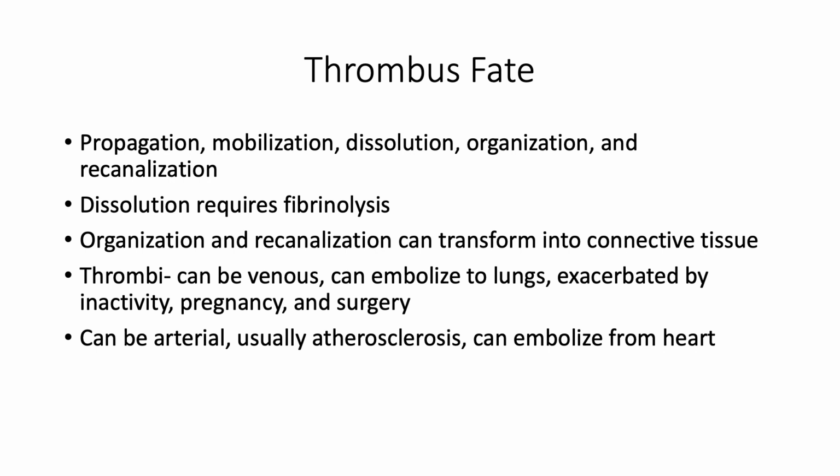Thrombus fate: they can either propagate, they can embolize, they can dissolve, they can also organize, and they can recanalize. Dissolution requires fibrinolysis. Organization and recanalization can transform into connective tissue over time. The thrombi can be venous. They can embolize to the lungs, which is exacerbated by inactivity, pregnancy, and surgery. These can be fatal events, sudden fatal events. They can also be arterial, usually atherosclerotic plaques, and they can embolize from the heart, oftentimes the atrium.